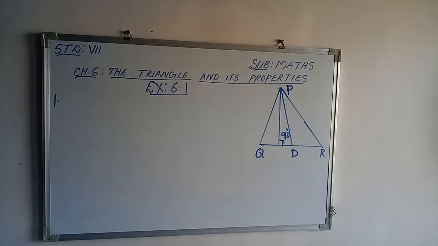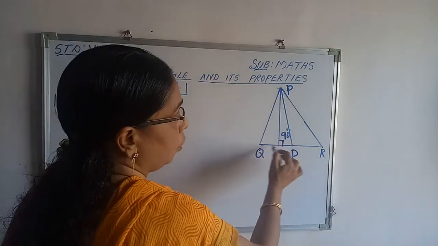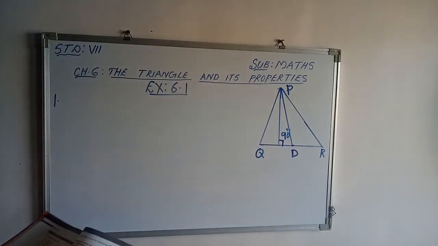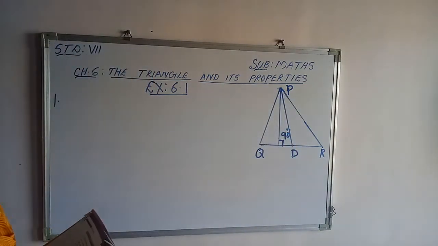Now we can start exercise 6.1. First question. Open the textbook and listen to the question. When you solve the answers in your notebook, you have to copy the question also. In triangle PQR, D is the midpoint of QR. Then what is PM? PM, we have already seen, is the line segment joining one vertex to the midpoint of the opposite side. That is the median.